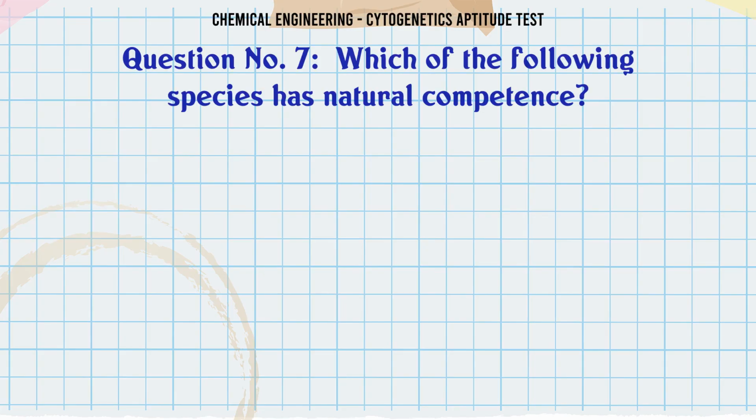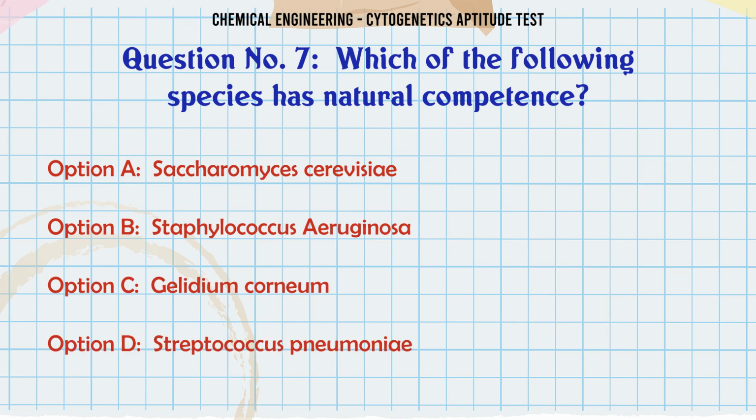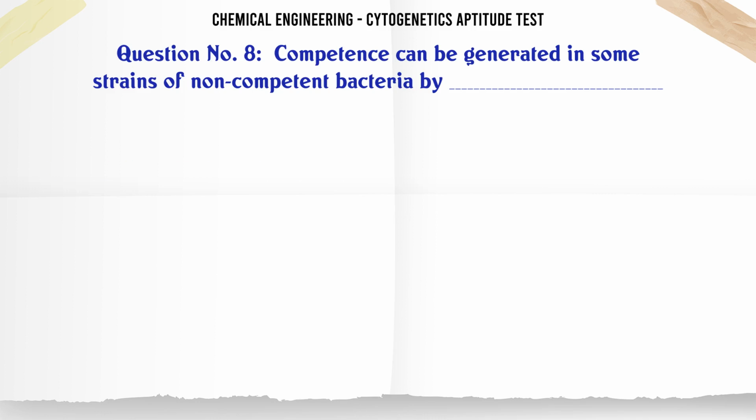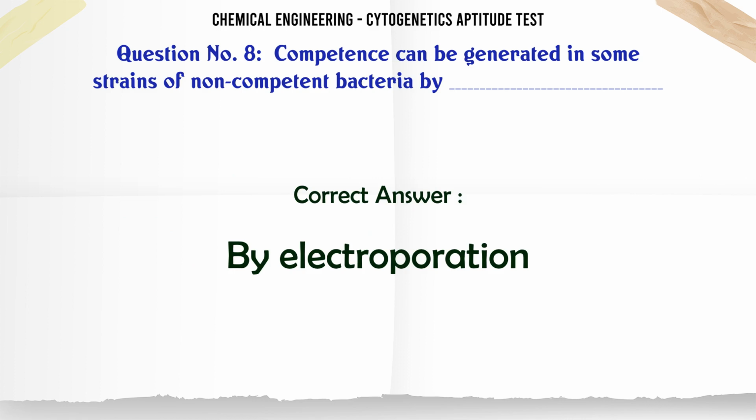Which of the following species has natural competence? A. Saccharomyces cerevisiae. B. Staphylococcus aeruginosa. C. Gelidium corneum. D. Streptococcus pneumoniae. The correct answer is Streptococcus pneumoniae. Competence can be generated in some strains of non-competent bacteria by A. Treating them with chitinous. B. By treating them with penicillin. C. By electroporation. D. By centrifugation. The correct answer is by electroporation.